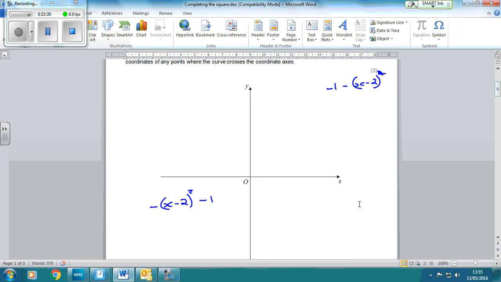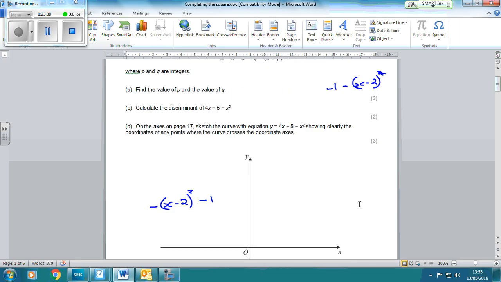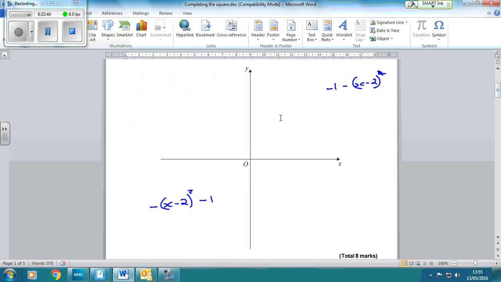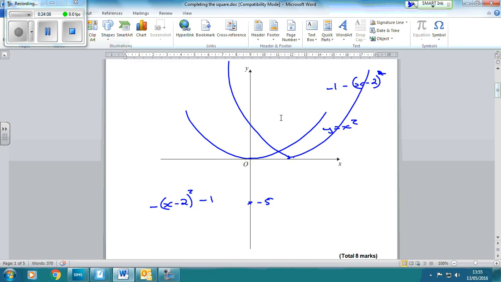So we can tell by looking at the equation that if you set x equal to 0, y equals minus 5. So before we start, we know that it's going to go through at minus 5. And so what we're going to do is we're going to start off with y equals x squared. We're then going to move it. It says x minus 2, so that means it's going to go to the right by 2. So it's going to look like that there.